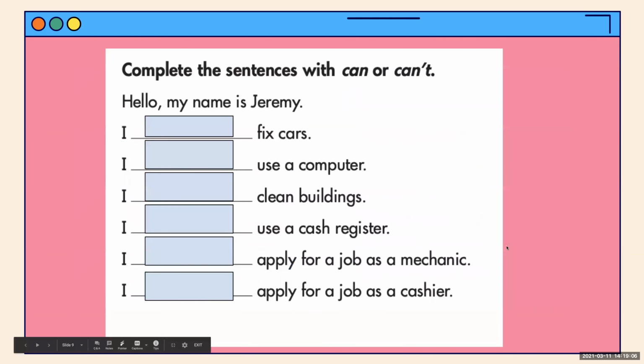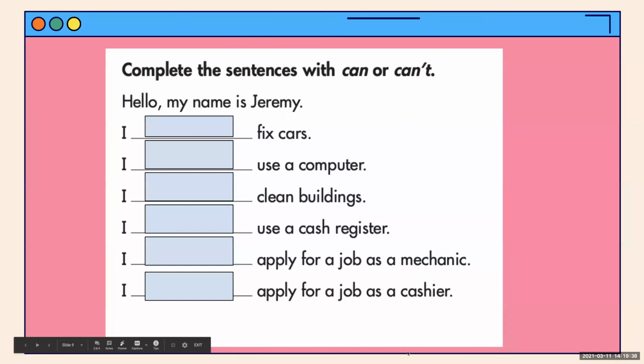The next slide, we want to complete the sentences with the word can or can't. So here it says, hello, my name is Jeremy. We want to make sure that we understand what Jeremy is able to do. So I blank fix cars. I blank use a computer. I blank clean buildings. I blank use a cash register. I blank apply for a job as a mechanic, or I blank apply for a job as a cashier.